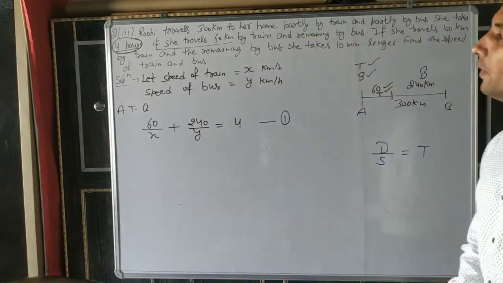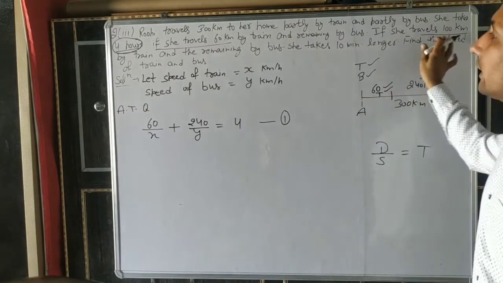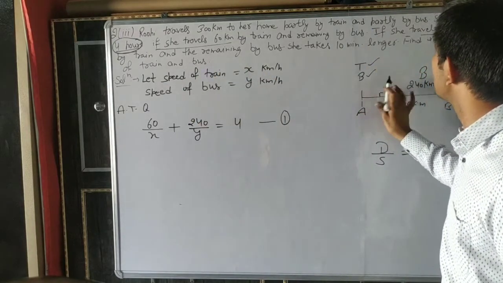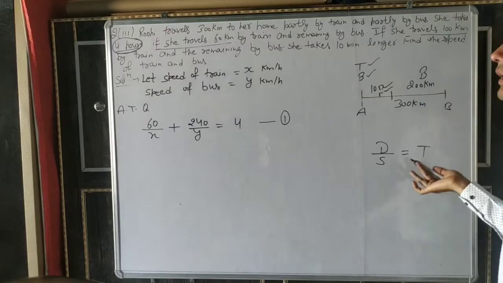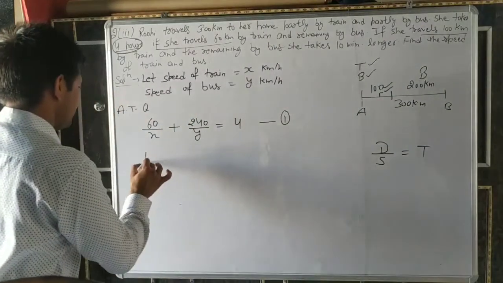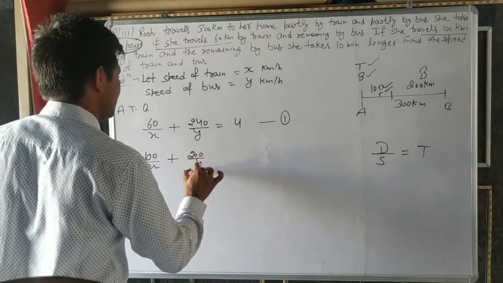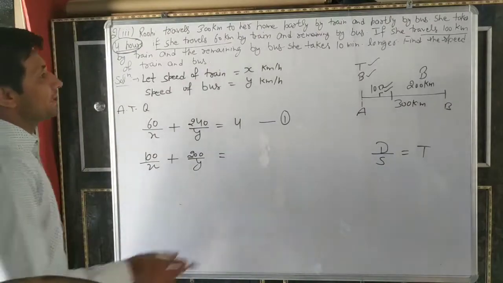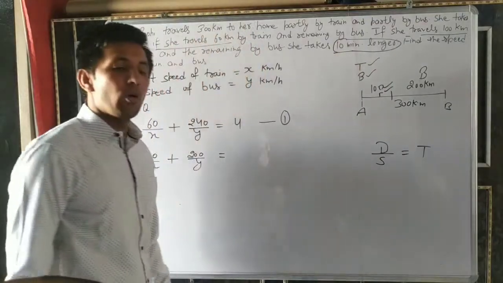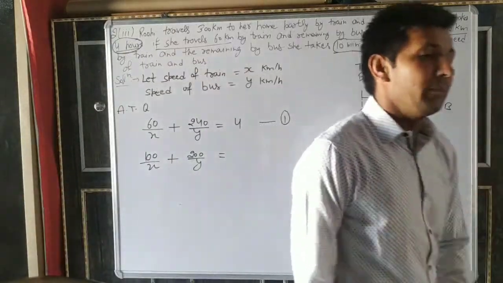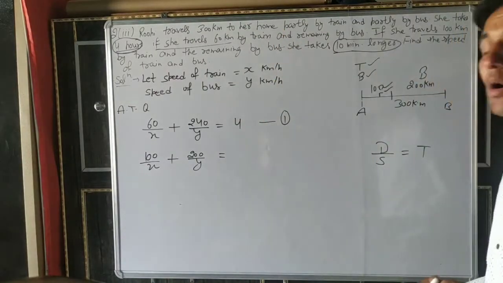Now in the same way we will make the second equation. If she travels 100 kilometer by train, not 60, then how much is traveled by bus? 200. So 100 divided by x plus 200 divided by y equals the time. She takes 10 minutes longer. 10 minutes longer means she takes 10 minutes more than the 4 hours.